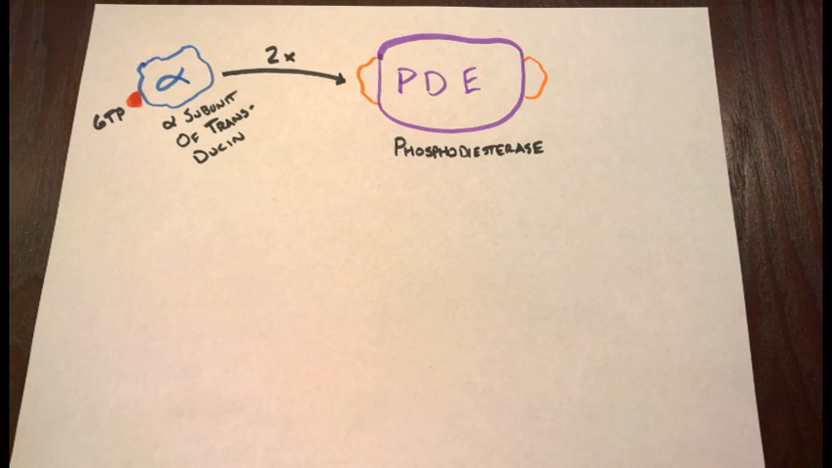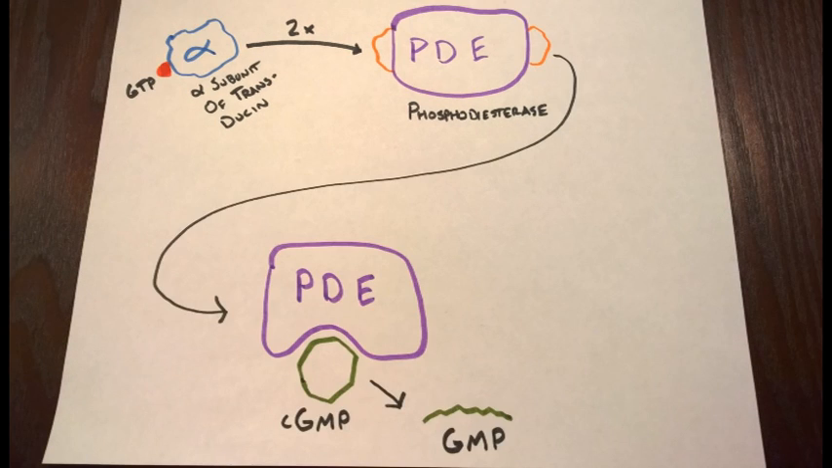This newly liberated alpha subunit of transducin, with its bound GTP, goes out and finds another protein in the eye called phosphodiesterase. Once two alpha subunits of transducin have bound to phosphodiesterase, the blocking units on either side are removed and phosphodiesterase becomes active. The now active phosphodiesterase proceeds through the cell trying to find cyclic GMP, which is cyclic guanosine monophosphate. Once the phosphodiesterase has bound to the cyclic GMP, it converts it into regular GMP.